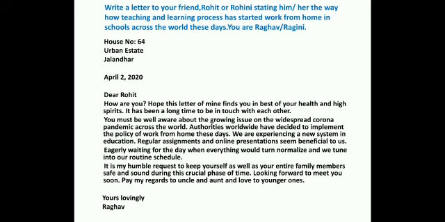Now, look at the last paragraph. It is my humble request to keep yourself as well as your entire family members safe and sound during this crucial phase of time. Looking forward to meet you soon. Pay my regards to uncle and aunt and love to younger ones. So this one is the concluding paragraph.